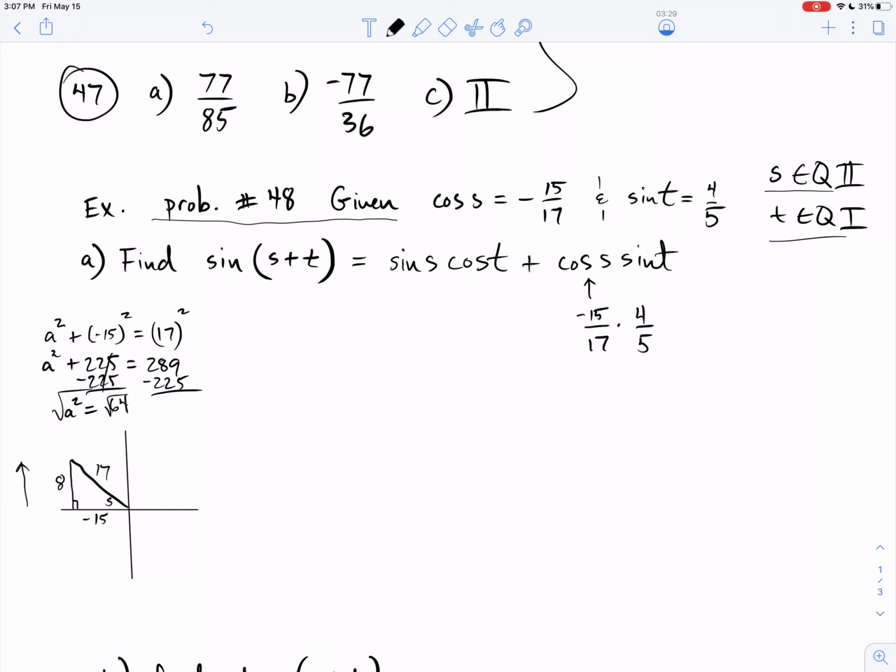Now I could find out what the sine of that angle is. I could say, hey, now I know what sine S is. The sine of S would be opposite over hypotenuse. I still don't know what cosine of T is, though. So I'm going to draw a reference angle for that guy. And they told me that angle T is right here, in quadrant 1. They were kind to me, too. They told me the sine of angle T is 4/5. So I go opposite over hypotenuse.